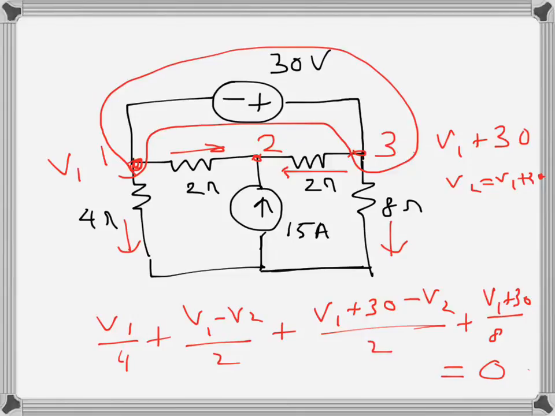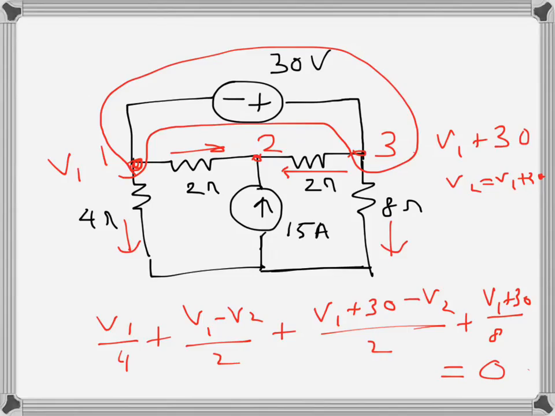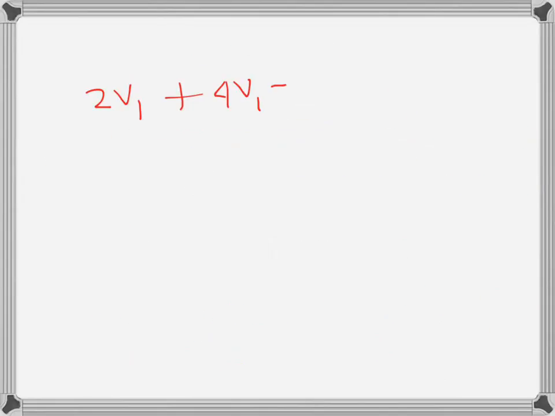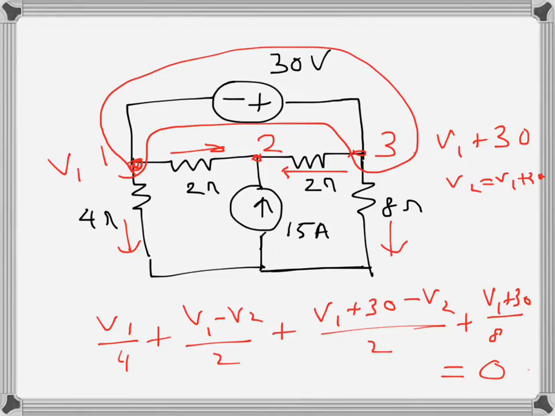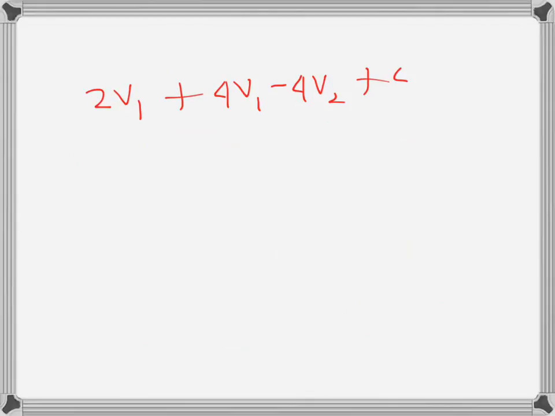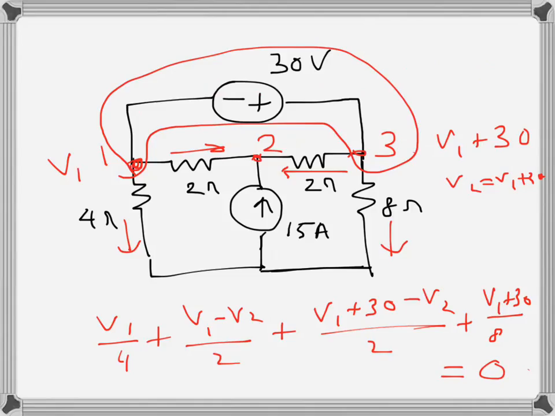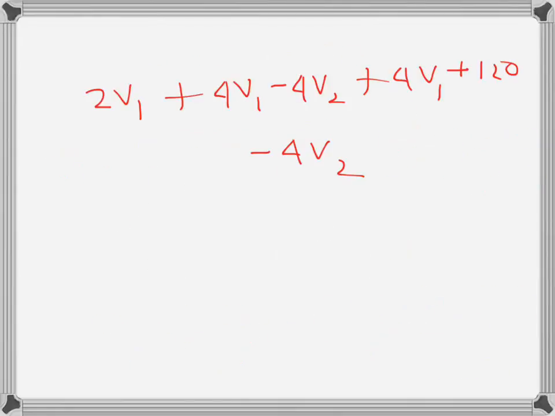Sum is 0. So if I multiply both sides by 8, it will be 2V1 plus 4V1 minus 4V2 plus, here it will be 4V1 plus 120 minus 4V2, and finally this one will be V1 plus 30. V1 plus 30 equals 0.